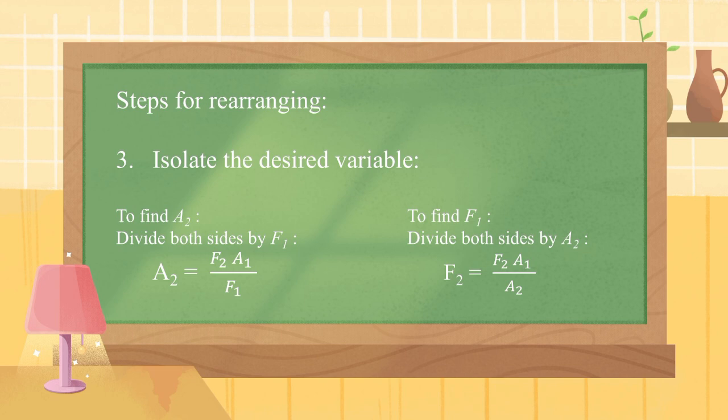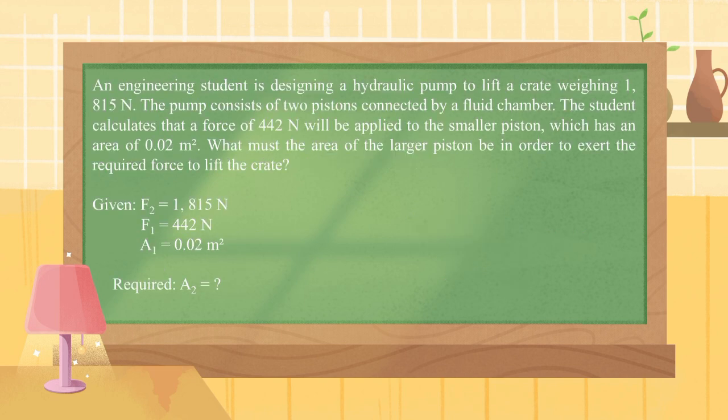And when we need to find A2, again, we divide both sides by F1 for cancellations. And then we'll have A2 equals F2 times A1 over F1. And lastly, to find F1, divide both sides by A2. And then we'll have F1 equals F2 times A1 over A2. Let's now try to solve a problem to see how this formula works in practice.